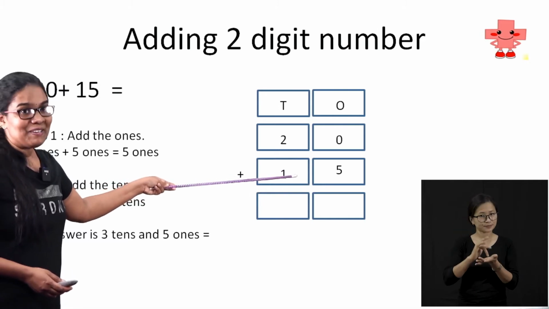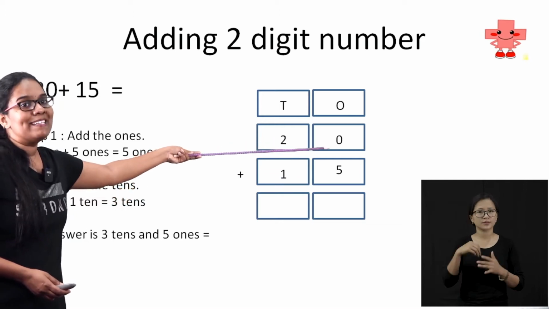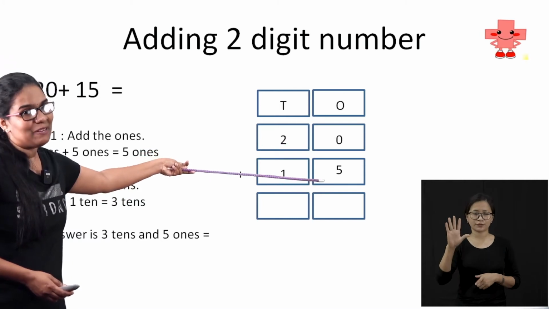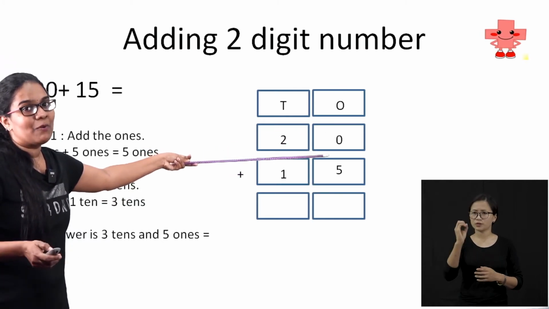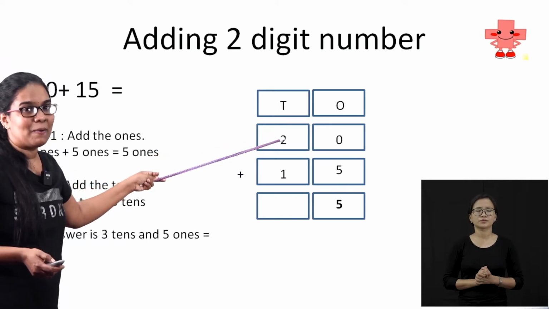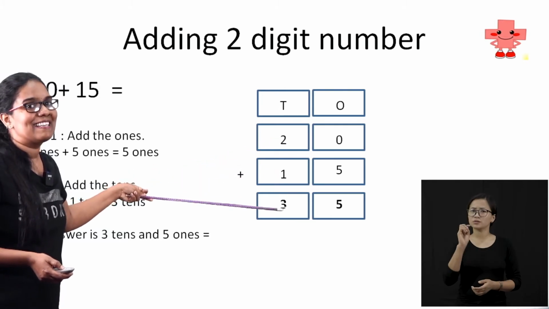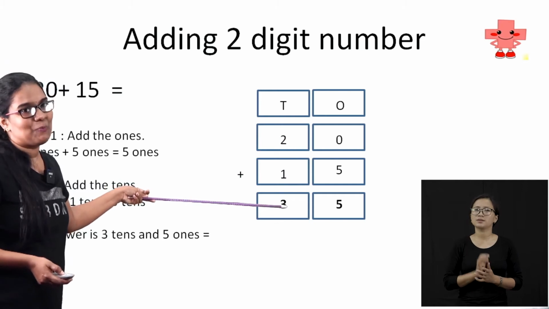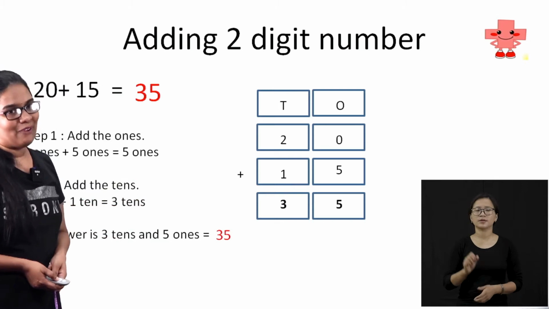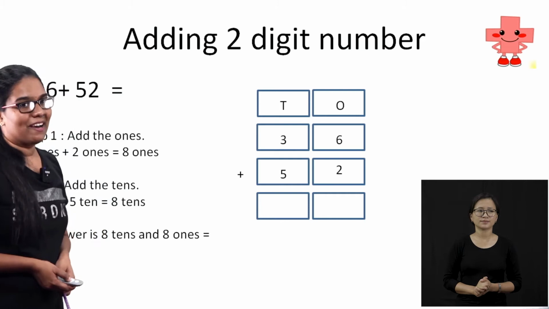First we are going to add the numbers in the ones place, 0 and 5. 0 plus 5 is equal to 5. Second, we are going to add the numbers in the tens place. 2 plus 1 is 3. Then our answer is 35.